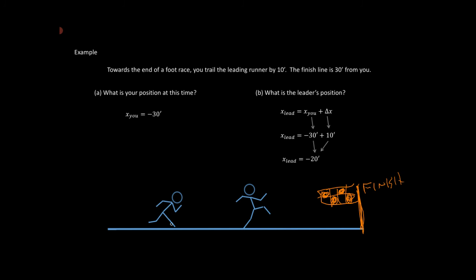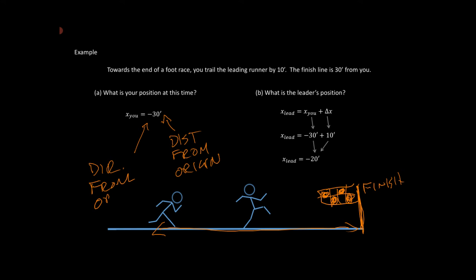The first thing was more or less determining the one distance from the origin, which was 30 feet, and the sign was the direction from the origin, which was left. Right, and left is negative, right is positive. So that was no big deal.